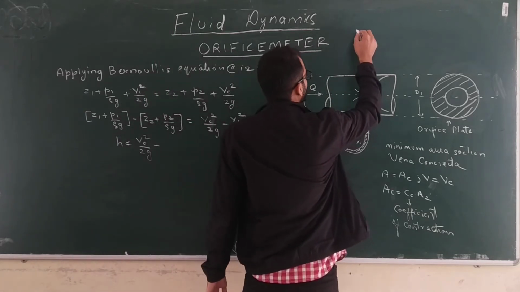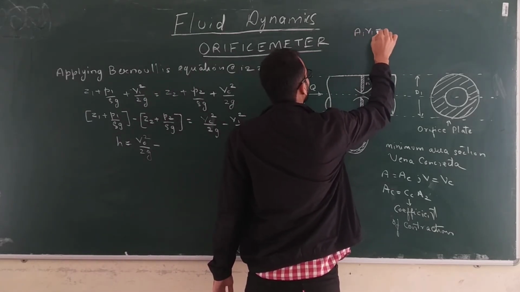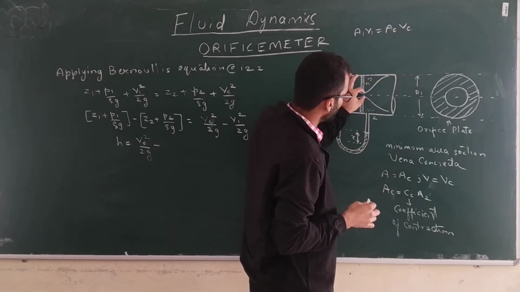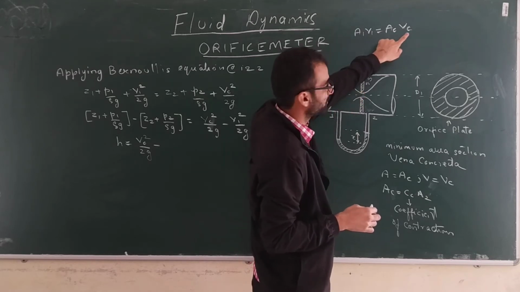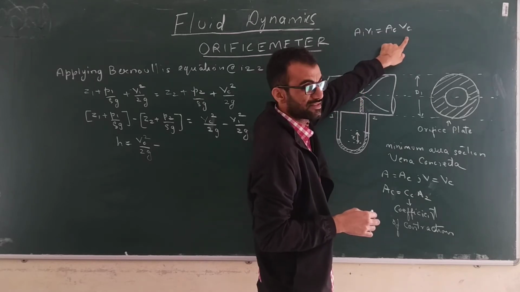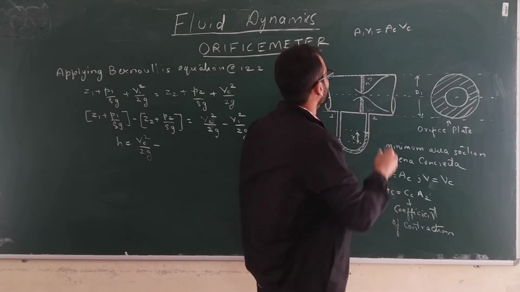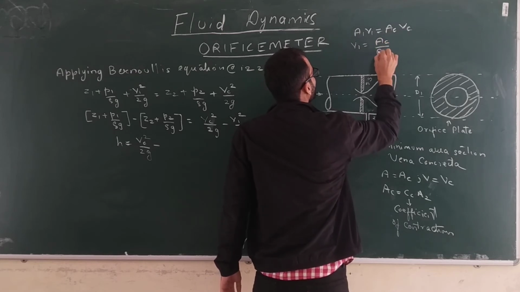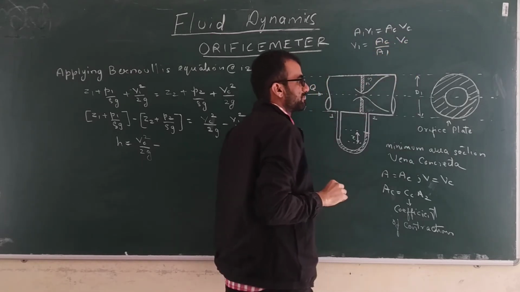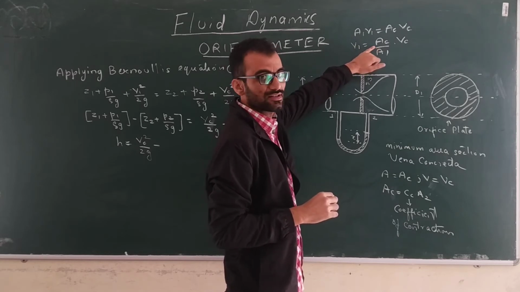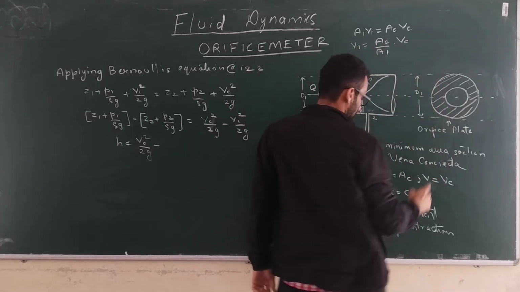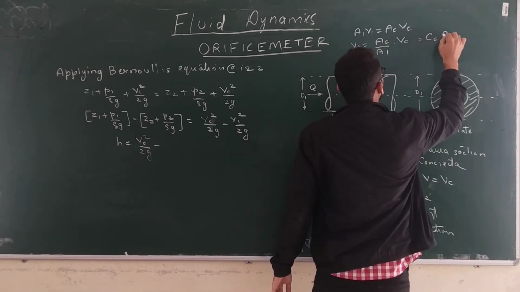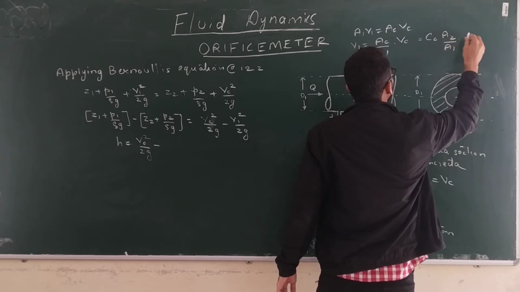So the continuity equation states that A1 V1 should be equal to AC into Vc. The entire flow is passing through this vena contracta, so area of vena contracta into velocity at vena contracta should give you the discharge. So A1 V1 equals AC Vc, so you can write V1 equal to AC by A1 into Vc. But what is AC? Area of vena contracta. How can you replace that? Here we have seen that AC is equal to CC into A2. So just write CC A2 by A1 into Vc.